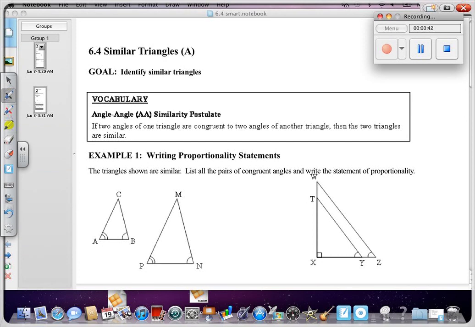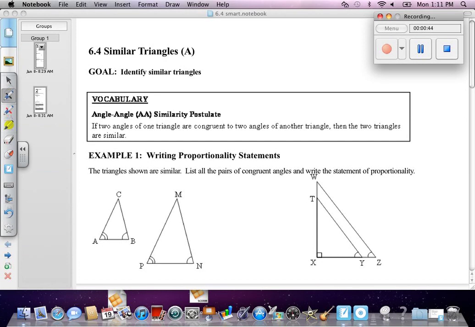Ladies and gentlemen, all right, so we've got angle-angle similarity. So we know that angle A is congruent to angle P, and angle B is congruent to angle N, therefore they must be proportional to each other. So we're going to list all pairs of congruent angles. Angle A is congruent to angle P. Angle B is congruent to angle N.